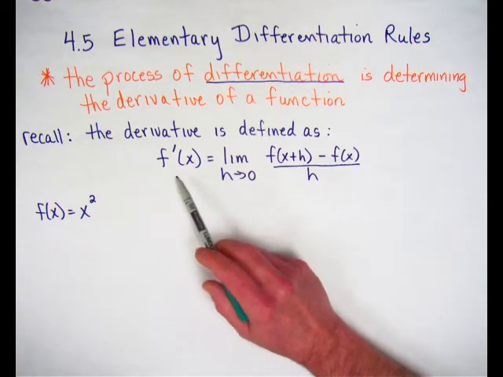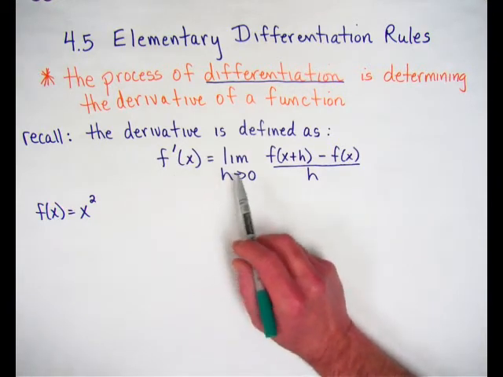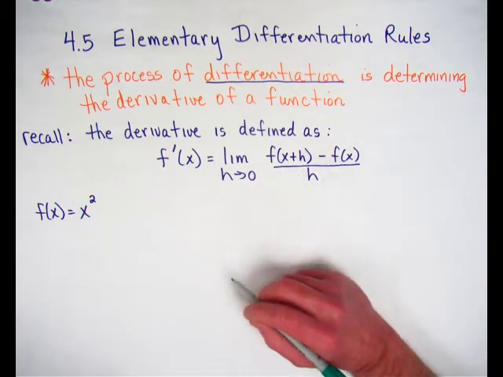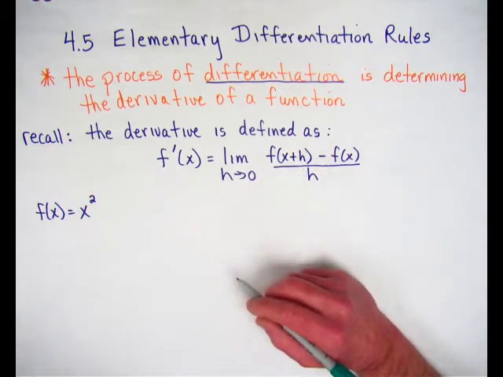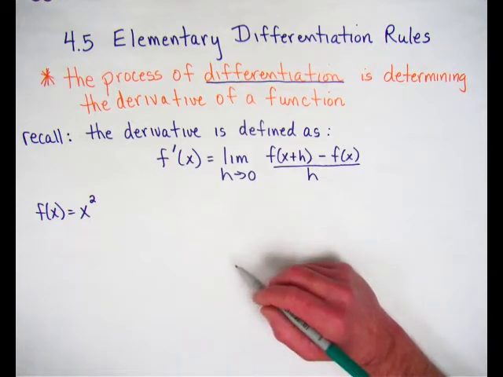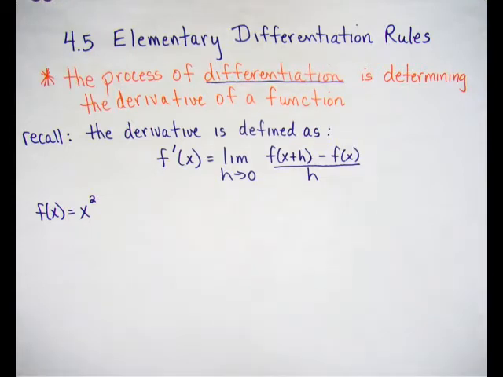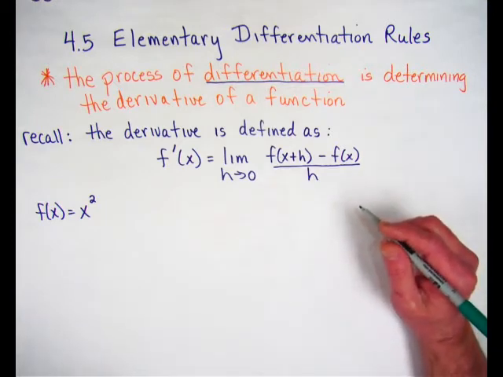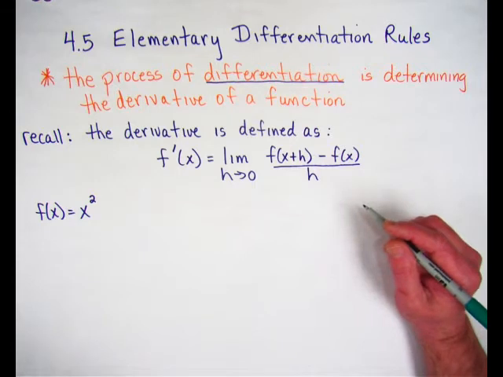derivative of a function. f prime of x equals the limit as h goes to 0, and then we have our quotient f at x plus h minus f at x all over h. This is called the derivative, and what we're going to start looking at now is more efficient ways of finding derivatives. These techniques are called the rules of differentiation.